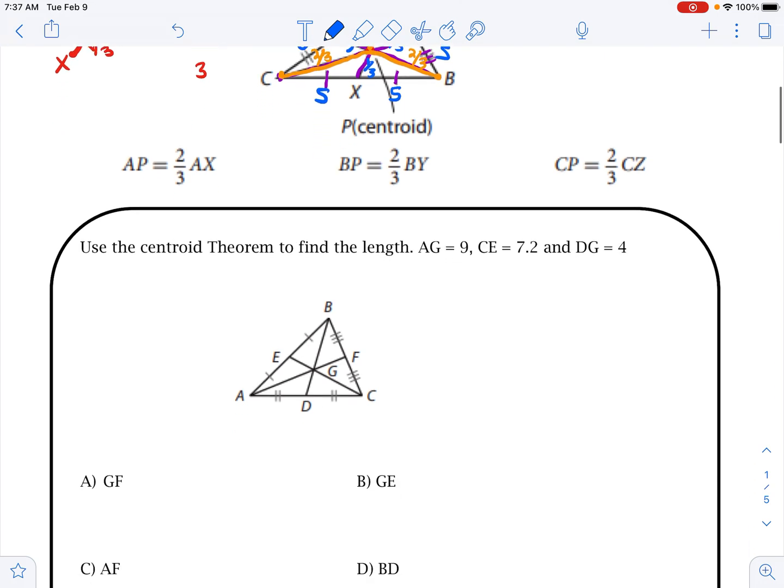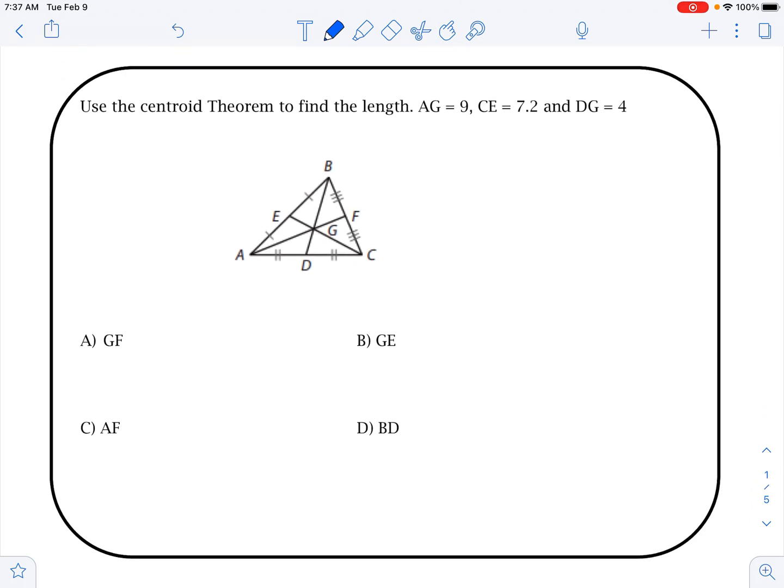So now let's go ahead and find it. They say A to G, so from here to here, is 9. I'm just going to look at this one, and the first thing it says is find G to F. Again, from the vertex to the centroid, that's 2/3 of the entire line. So this other one is going to be 1/3 of it. So G to F is 1/3 of the entire line of A to F. To go from 2/3 to 1/3, we just divide by 2. So we take 9 and divide it by 2, and that would be 4.5.